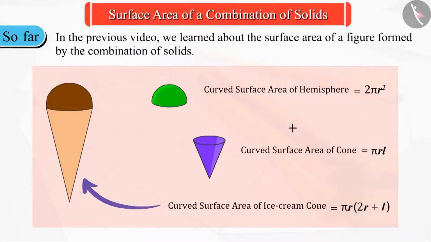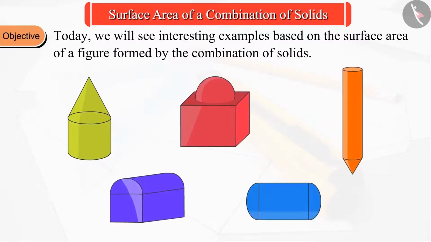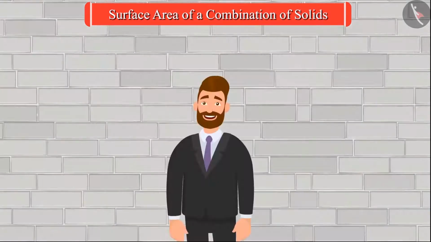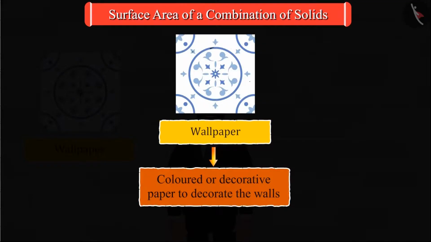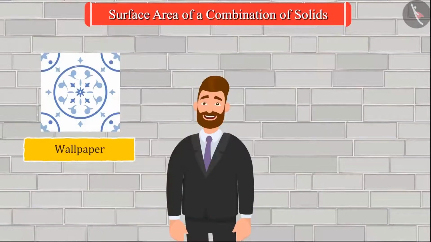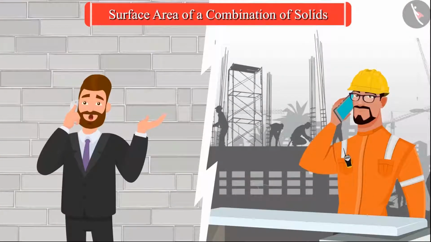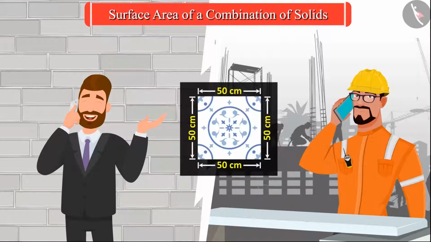In the previous video, we learned about the surface area of a figure formed by the combination of solids. Today in this video, we will see some examples based on it. The general manager of a private limited company wants to put wallpaper on the outer walls of the company's warehouse, for which he contacts an engineer. We want to put wallpapers of dimension 50 cm square on the outer walls of the company's warehouse. So can you tell how many wallpapers will we need in total?